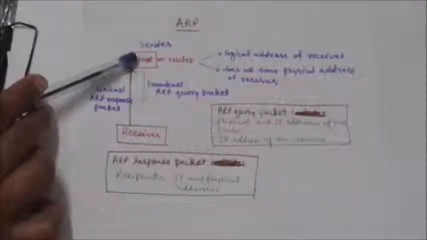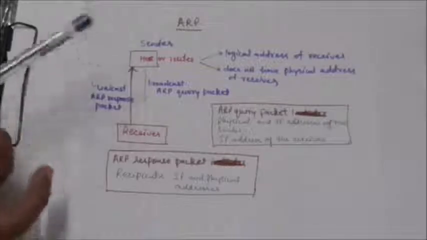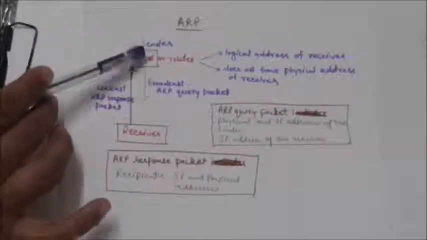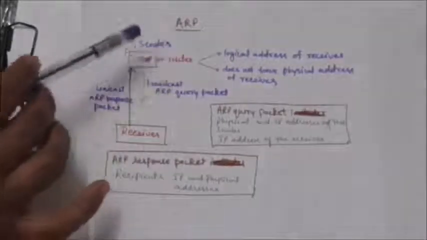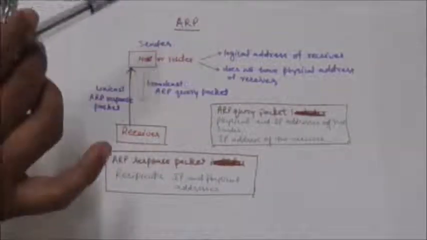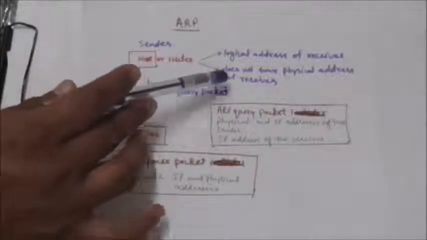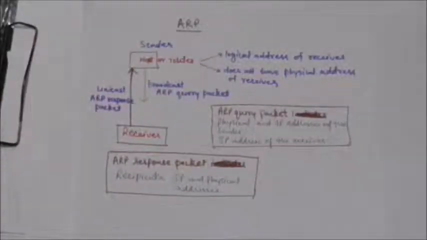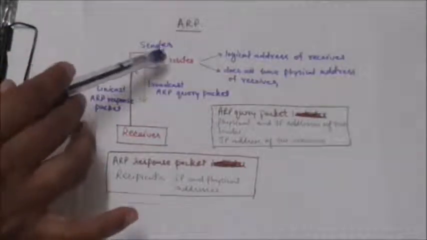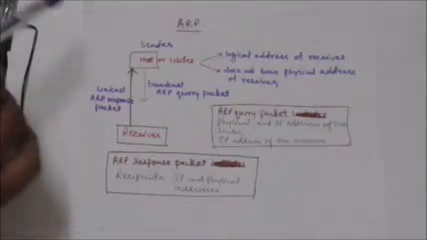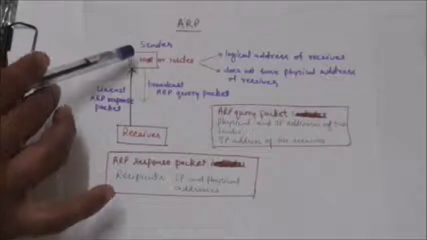Suppose there is a host or a router and it has an IP datagram to send to another host or router. Now this host or router has the logical address of the receiver, that is the IP address of the receiver, but it does not have the physical address of the receiver, right? So in this case, what will this host or router do?